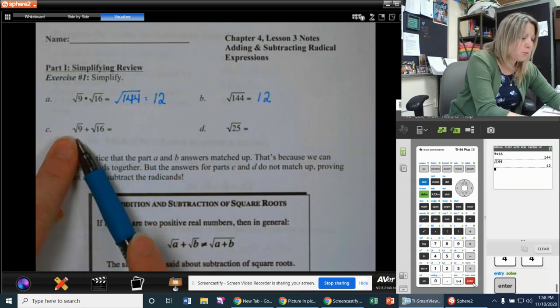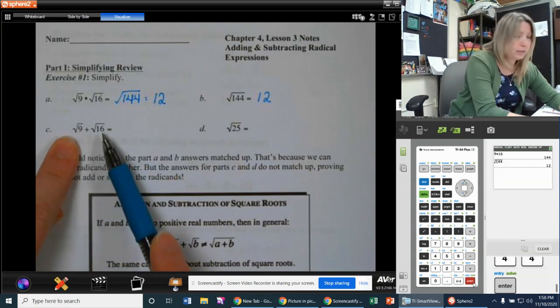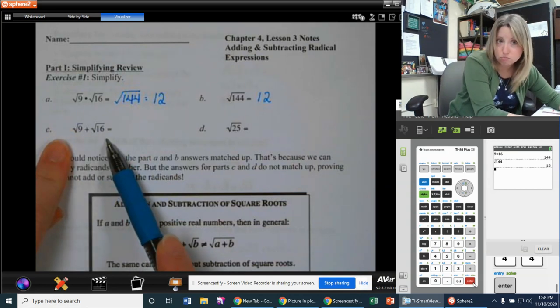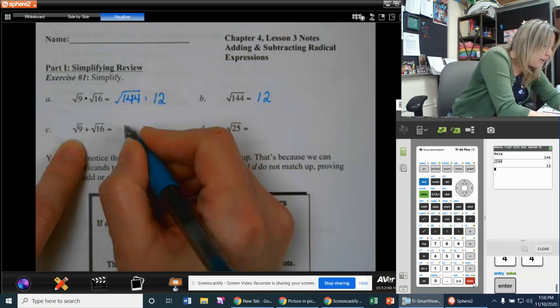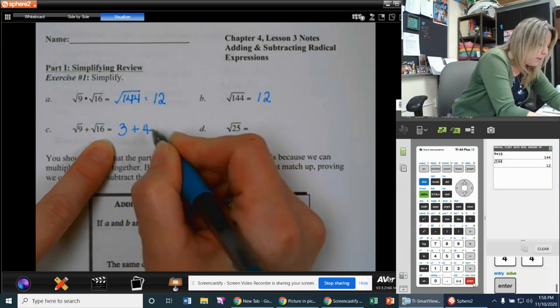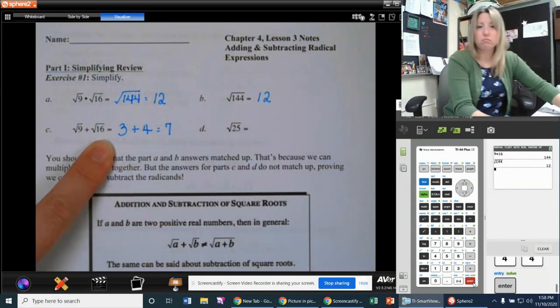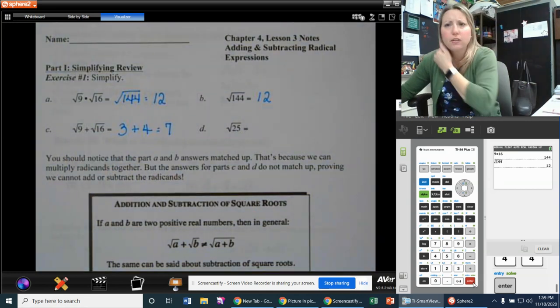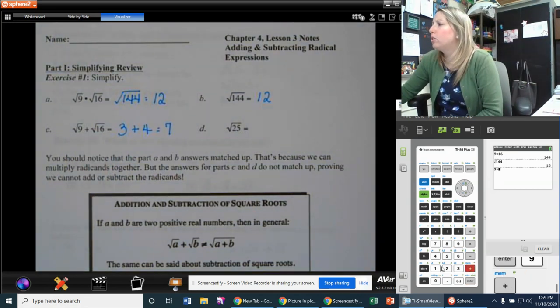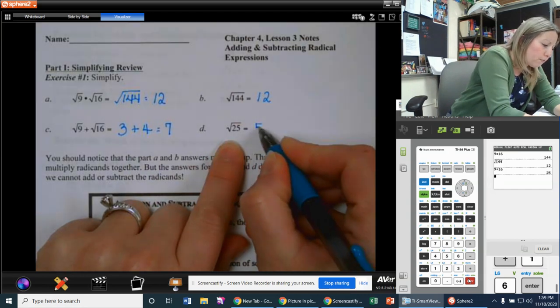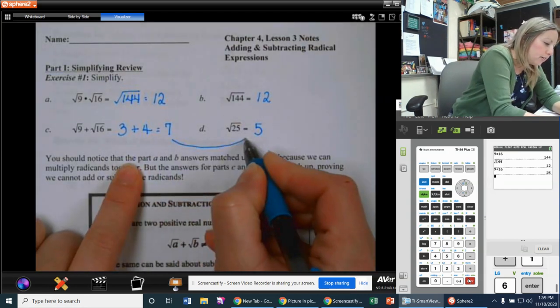So what I do know is that 9 is a perfect square and that 16 is a perfect square. So why don't I start by taking their square roots? The square root of 9 is 3, and the square root of 16 is 4. And what is 3 plus 4? It's 7. Wait a minute, what's 9 plus 16? Let's just check that out. What if I had added their radicands together? I would get 25, right? So what's the square root of 25? It's 5. Wait a minute.